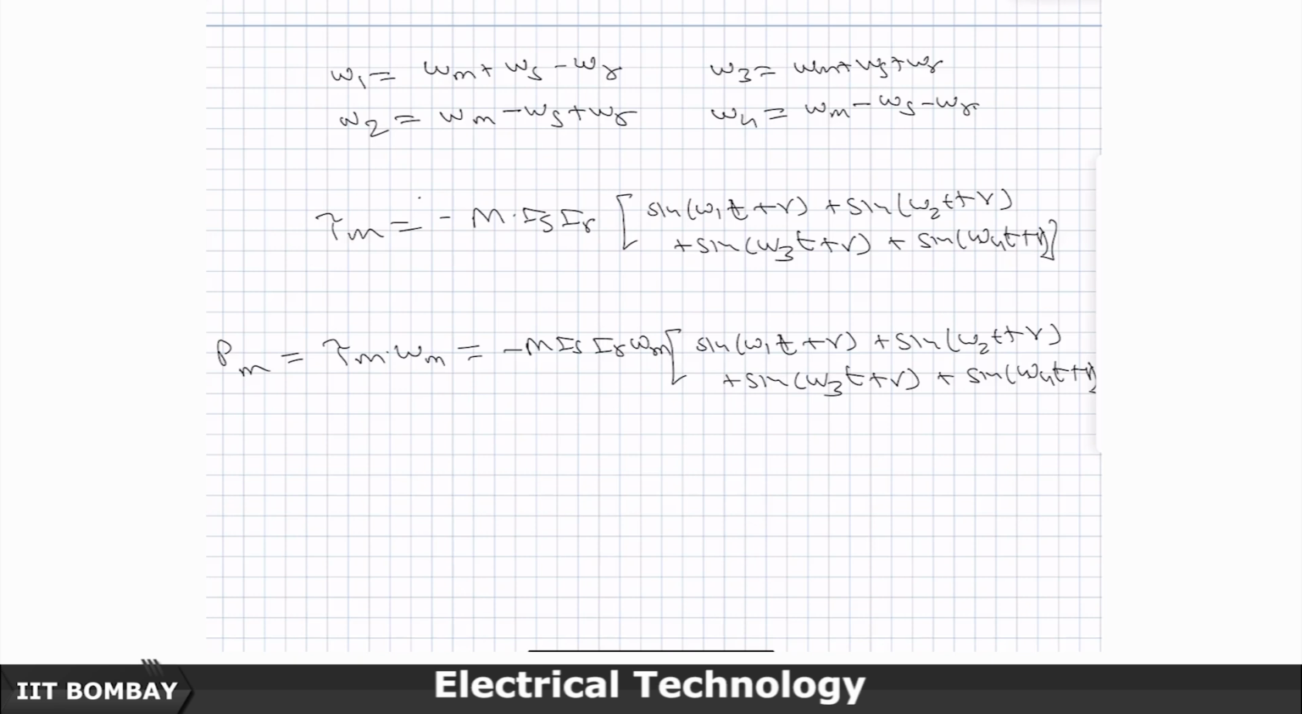Now, we want average work to be done. If average work has to be done just with sines, it is not going to happen, because the average of a sine is always 0.